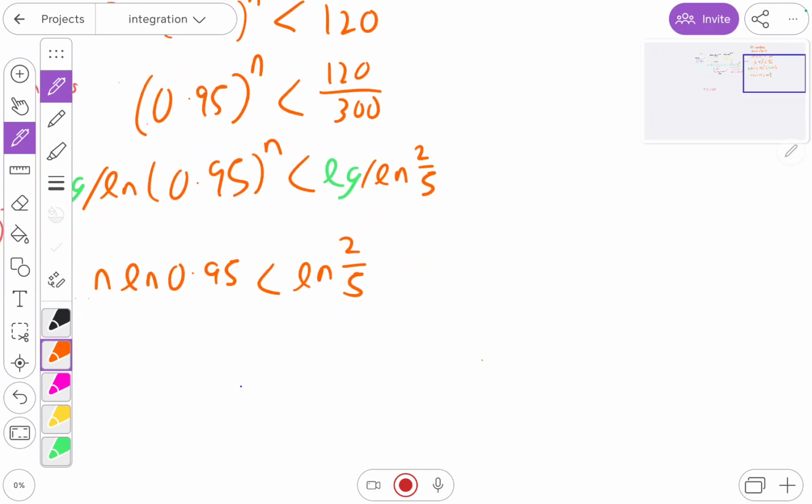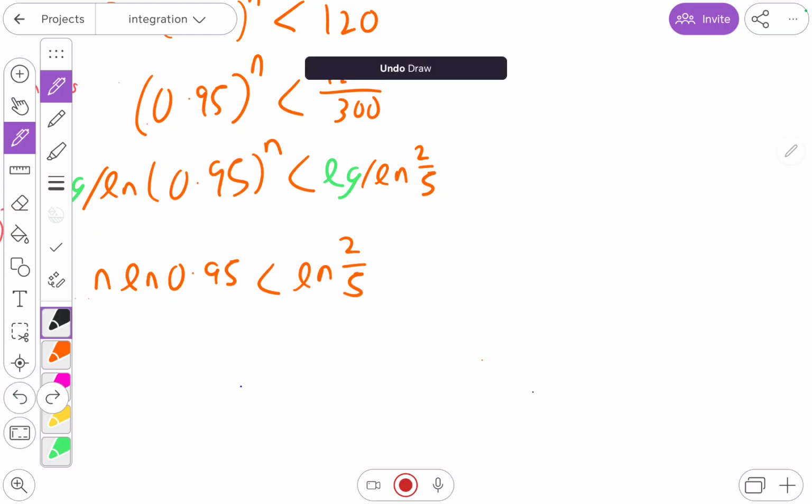Okay, so what do you know? You have to remember, now people will just press in the calculator, right? ln 2 over 5 divided by ln 0.95. What do you get? You get a positive number, correct? Do you remember that this is a n?